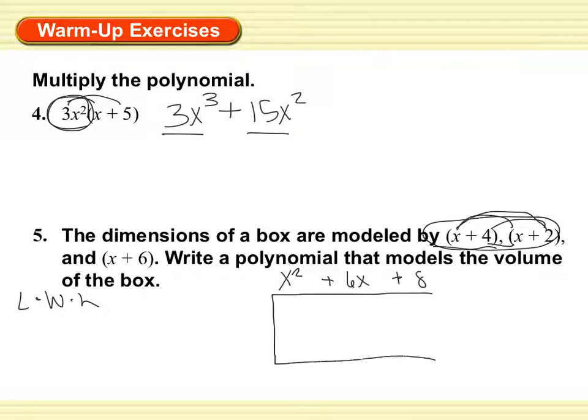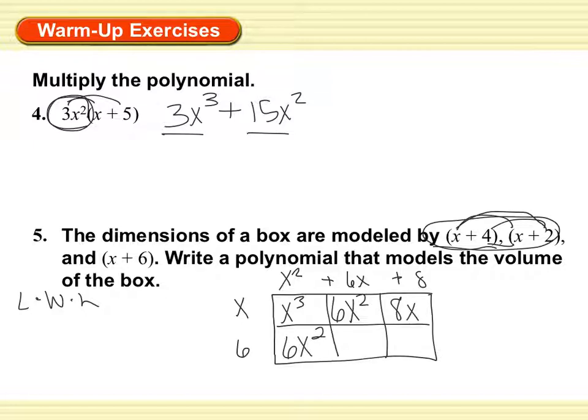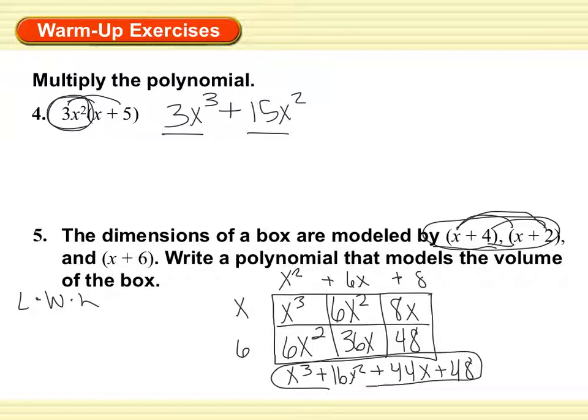And I'm going to set up a box to model the last multiplication, the trinomial times the binomial. So I have x cubed, 6x squared, and 8x. 6x squared, 36x, and 48. Now collect like terms gives me x cubed, 12x squared, 36 plus 8 is 44, and 48. That right there models the volume of that box.